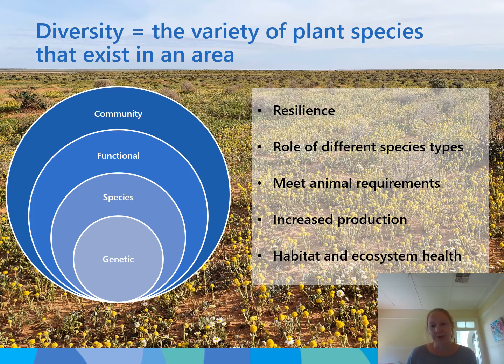Livestock have been shown to perform better where a variety of species are present, as they are able to selectively graze to meet their nutritional requirements. Especially in drier environments, diversity has been linked with increased production and therefore productivity and profitability of livestock enterprises. And not least, diversity is important for habitat and ecosystem health, as it provides important food and habitat for insects and other fauna, as well as providing ground cover to reduce soil erosion, increase soil carbon sequestration and landscape function, for example.